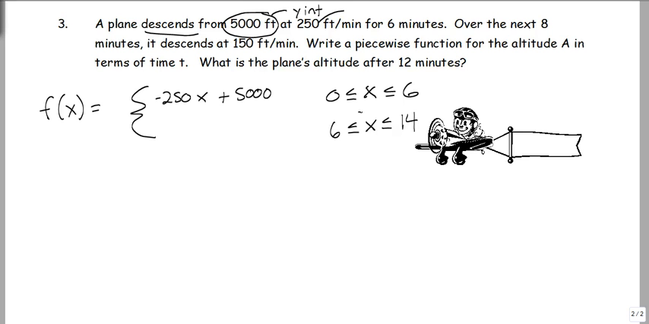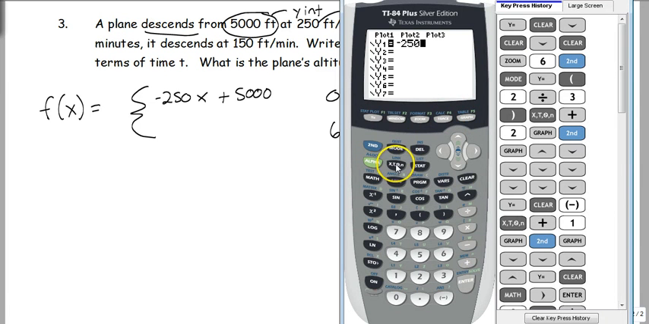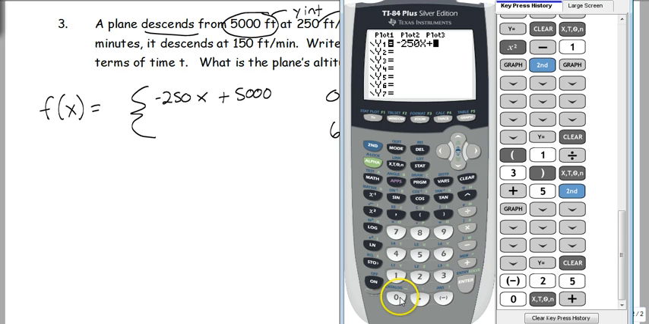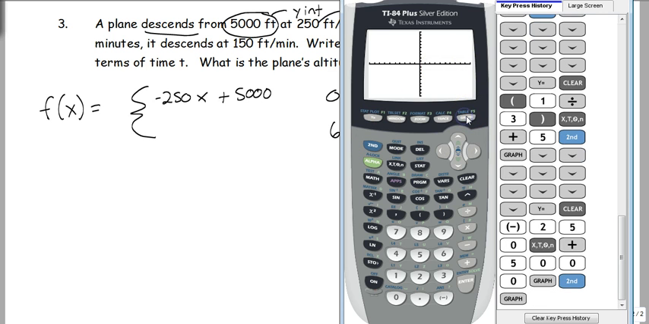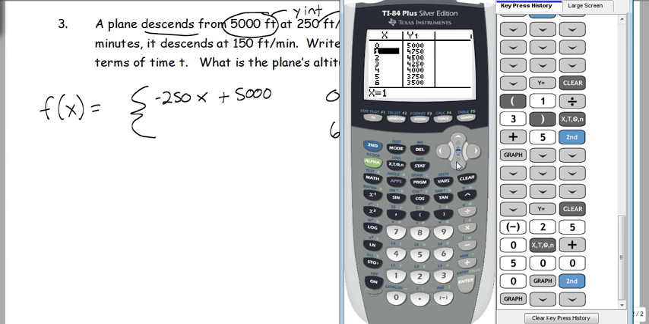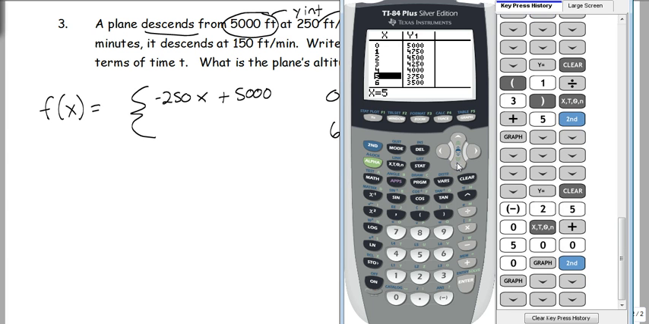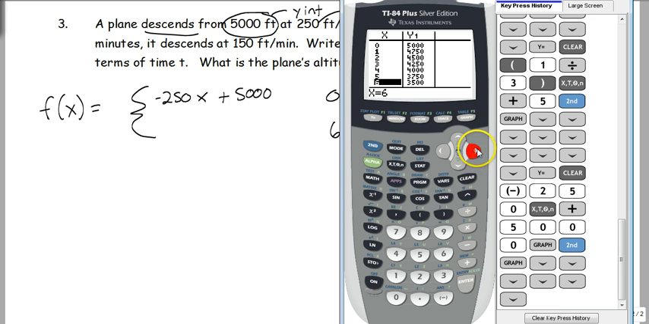So I'm going to look at that on my calculator real fast. Okay, so I have negative 250x plus 5,000. Now, the graph you won't be able to see it, because our window is all messed up. But we can look at the table. That's the important thing. So at 6 minutes, the plane is at 3,500 feet.